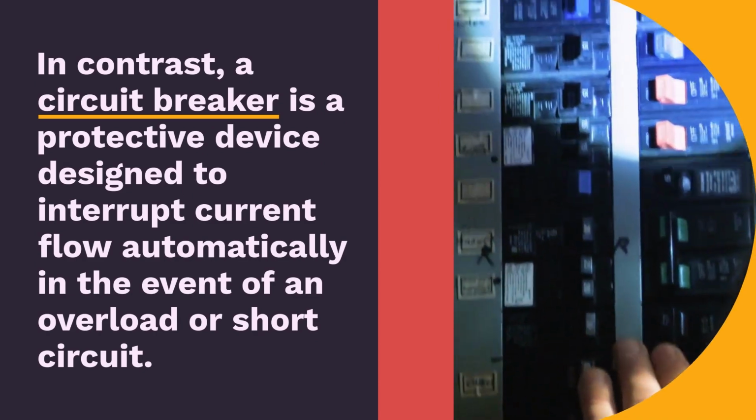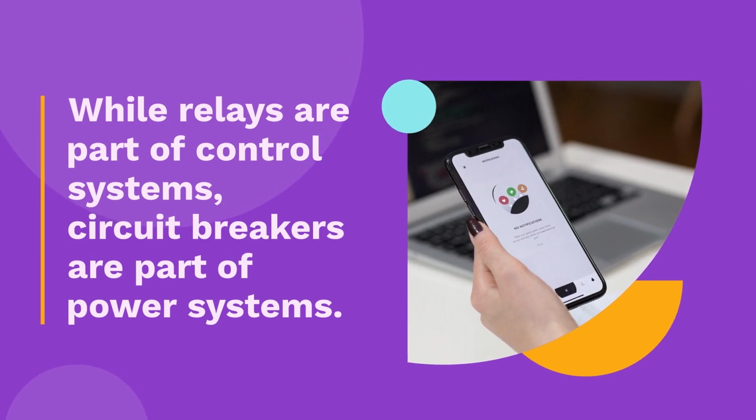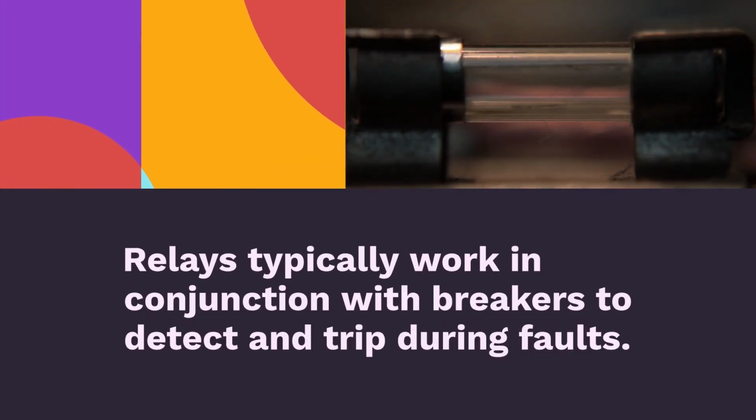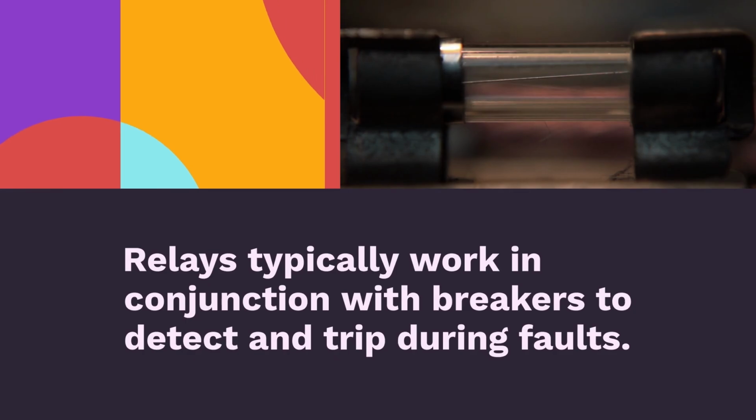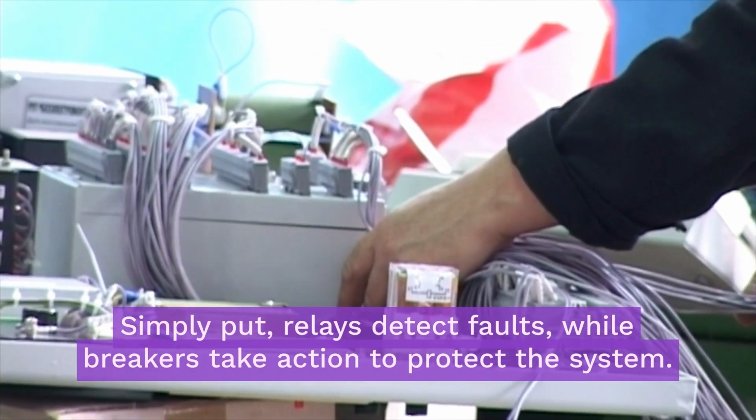overload or short circuit. While relays are part of control systems, circuit breakers are part of power systems. Relays typically work in conjunction with breakers to detect and trip during faults. Simply put, relays detect faults, while breakers take action to protect the system.